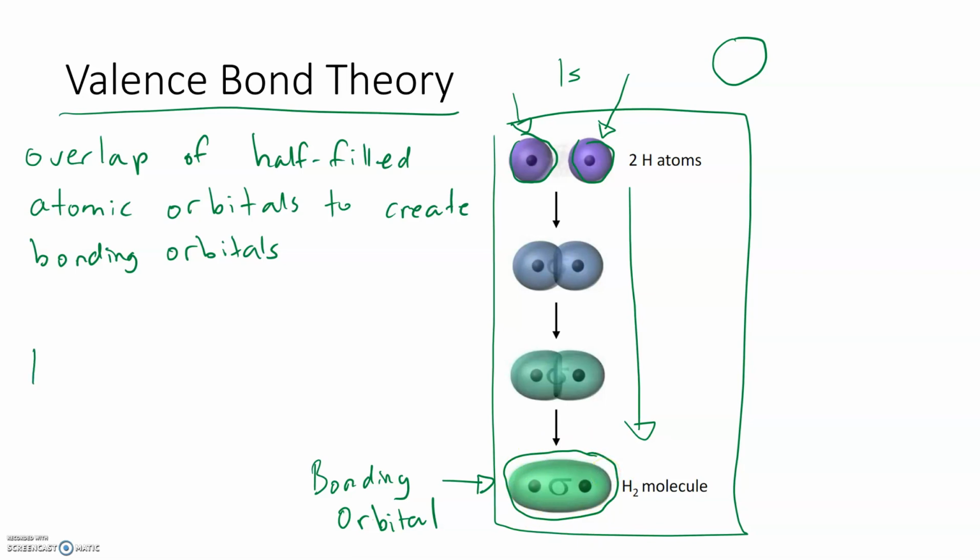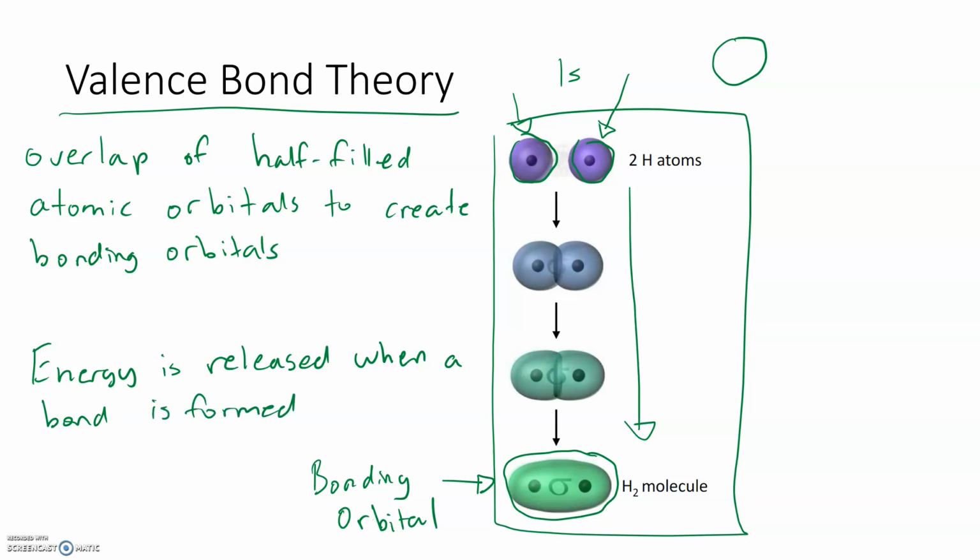We also know that energy is released when a bond is formed. So, we then also know that this form, this bonding orbital, which I'm going to represent as BO, is more stable.